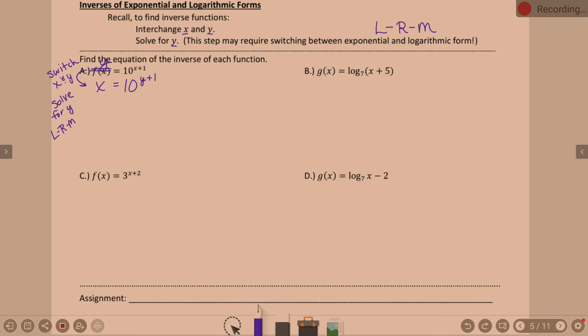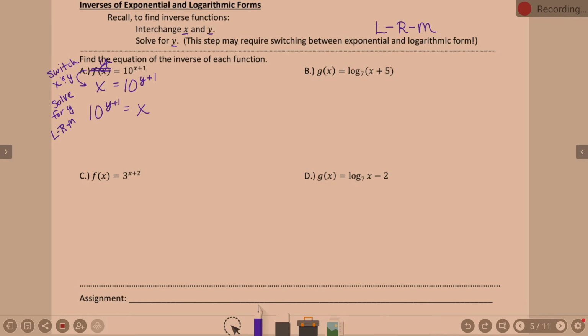Now, when we say left, right, middle, that is based off of the assumption that the base is already on the left. So my exponent's either already on the left or my log's already on the left. So I'm going to take a moment and switch this around, as in just flip-flop. I said 10 to the y plus 1 is equal to x.